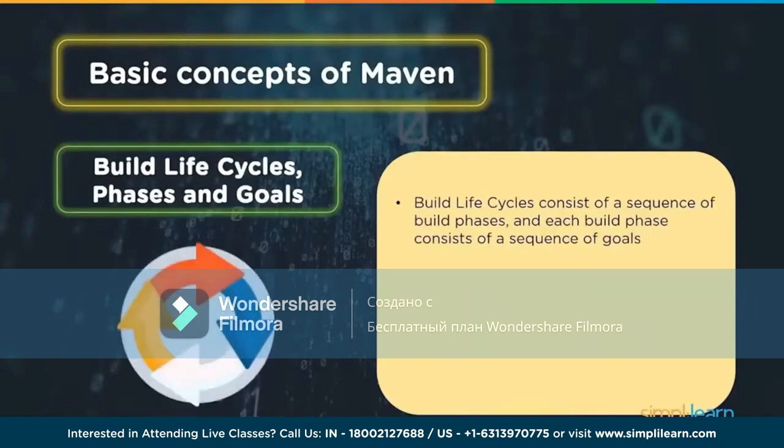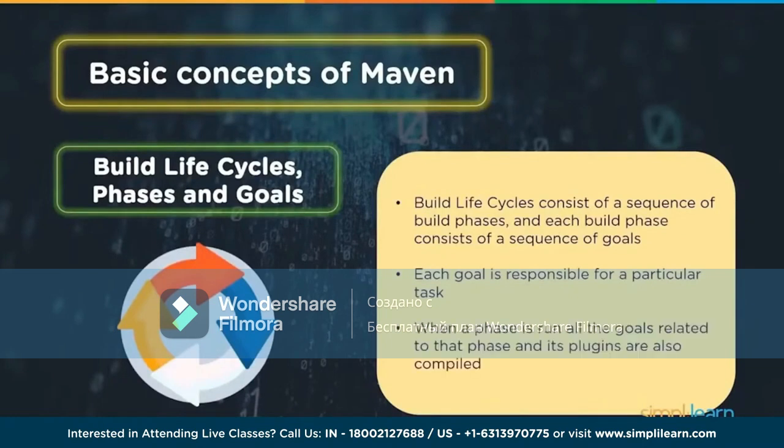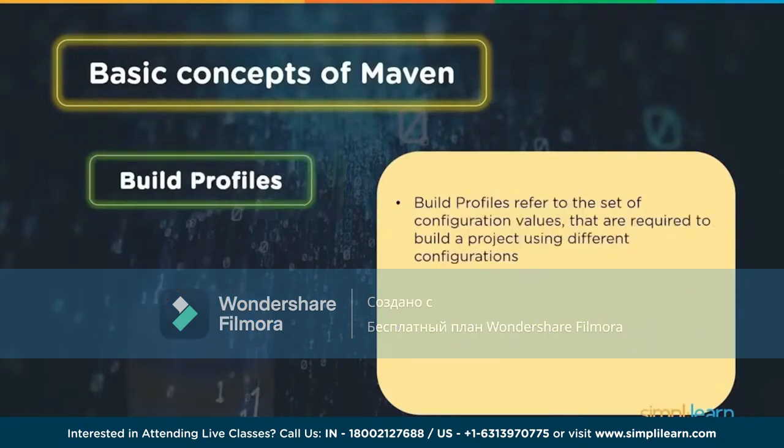Then we have build life cycles, phases and goals. A build life cycle consists of a sequence of build phases, and each build phase consists of a sequence of goals. Each goal is responsible for performing a specific task. When a phase is running, all the goals related to that phase and its plugins are also used for performing the compilation, preparing the artifacts, downloading the dependencies, all different things being done by the plugins here.